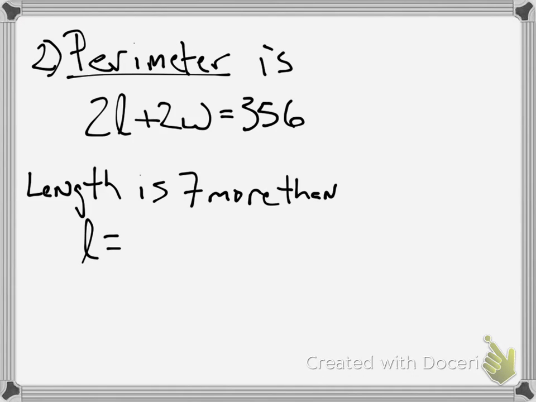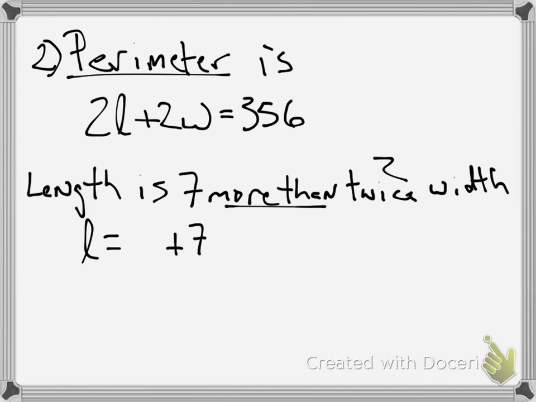Okay, and if it had said less than, I would put minus. But this right here means I'm putting a plus, and I'm saying 7. And if it had said less than, I would have put a minus 7. Twice the width is just 2W. Because twice again is this, and that's W, so 2W.